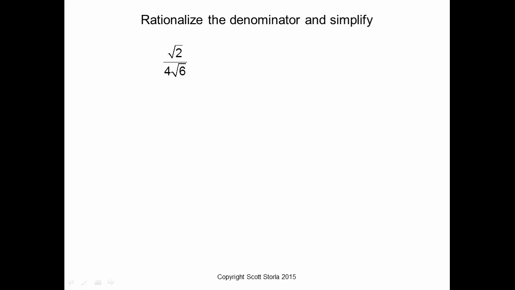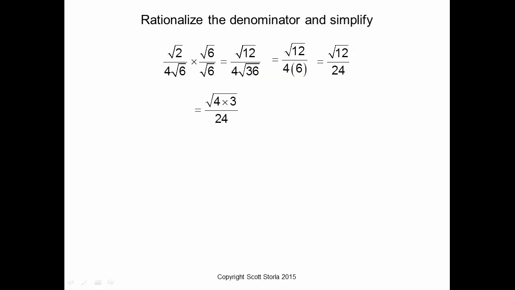Here's another. Here's our form of 1. Using the product property in both the numerator and denominator, we get this result. Square root of 36 is a factor of 6. This gives us a 24 in the denominator. Of course, square root of 12 is square root of 4 times 3, which can be written as 2 times square root of 3. And after reducing the common factor of 2, here's our final answer.